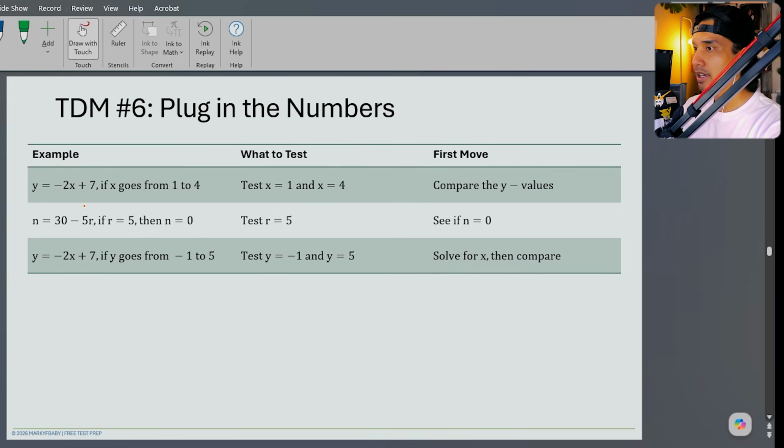Observe what happened. N equals 30 minus 5R. If R is equal to 5, then N is equal to 0. First, we're going to test R is equal to 5. See if N does equal 0. If not, the statement is false. If it's true, if N does equal 0, then that's probably the correct answer, depending on what the question is asking. Y is equal to negative 2X plus 7. If Y goes from negative 1 to 5, we're going to test Y is equal to negative 1 and Y is equal to 5. We're going to solve for X, then compare, just like we did on the first example here.